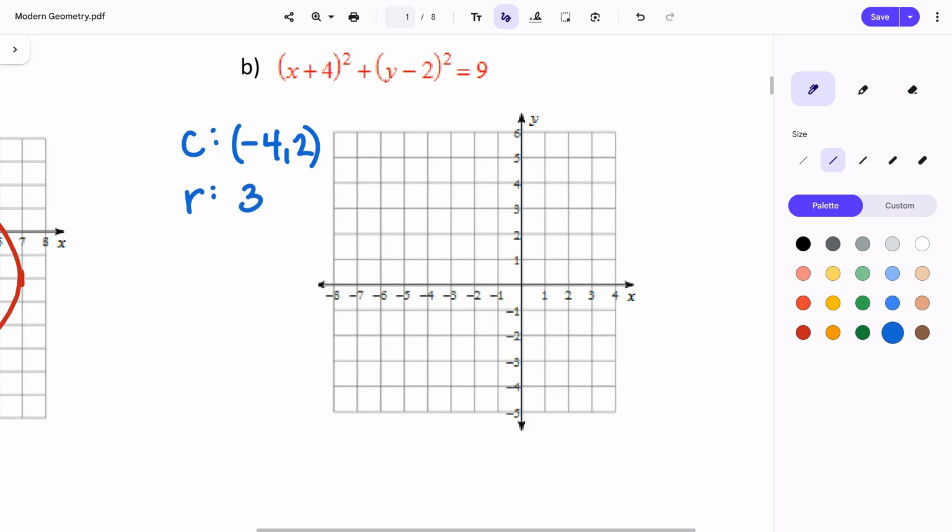Okay, if I'm giving you a problem where you have to graph a circle, the circle should fit on your graph. So if I had my radius of just 9 here, it wouldn't fit. And so that would hopefully be a little bit of a red flag that you did something wrong. Okay, so I'm going to go ahead and graph this now. I'm going to go negative 4, 2, and I'm going to go up 3, left 3, down 3, and right 3.